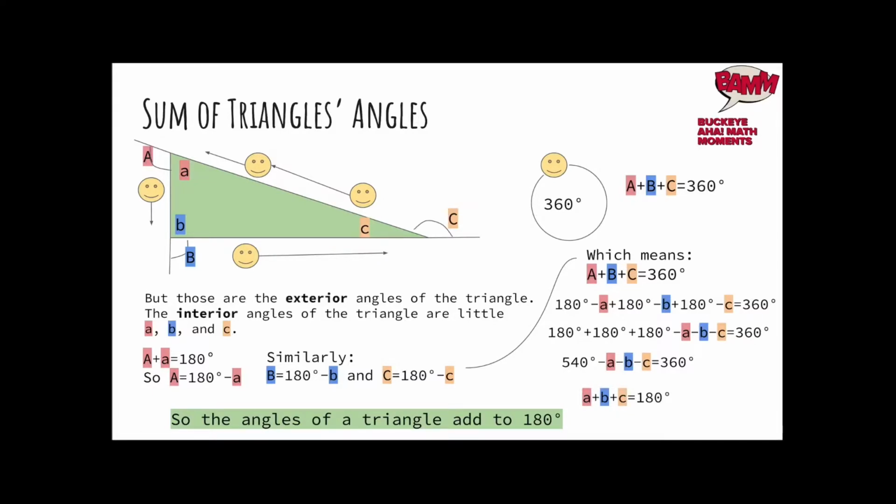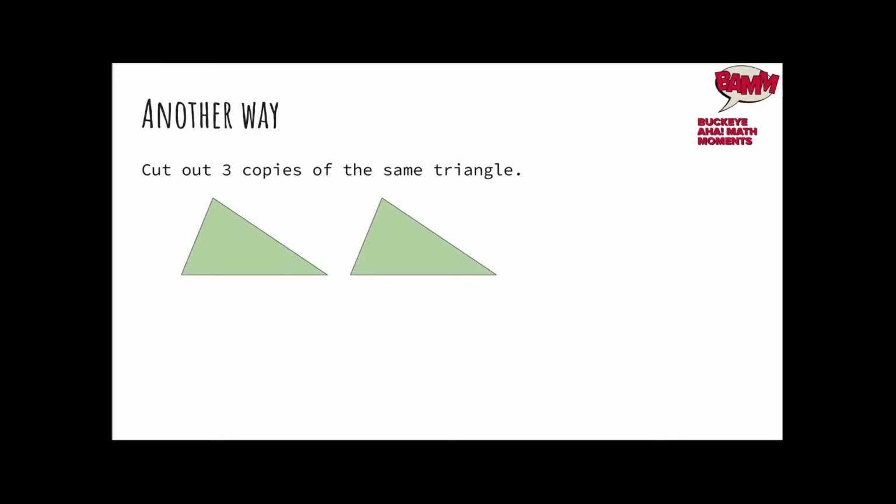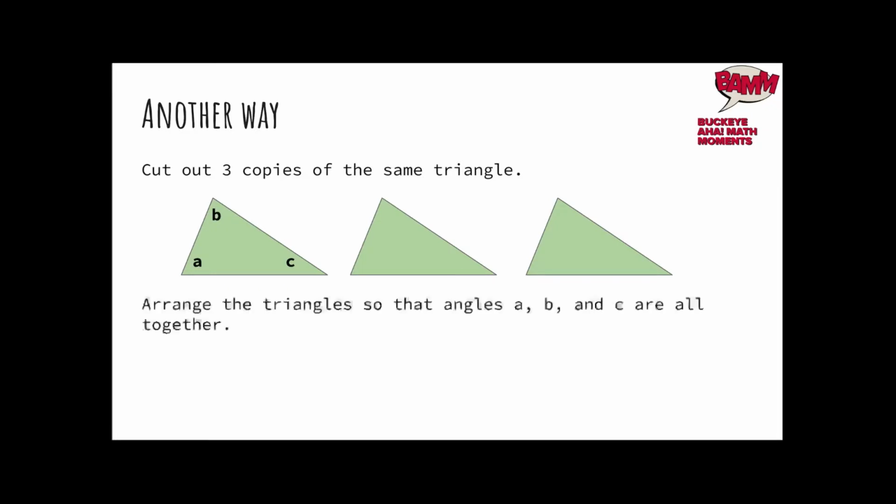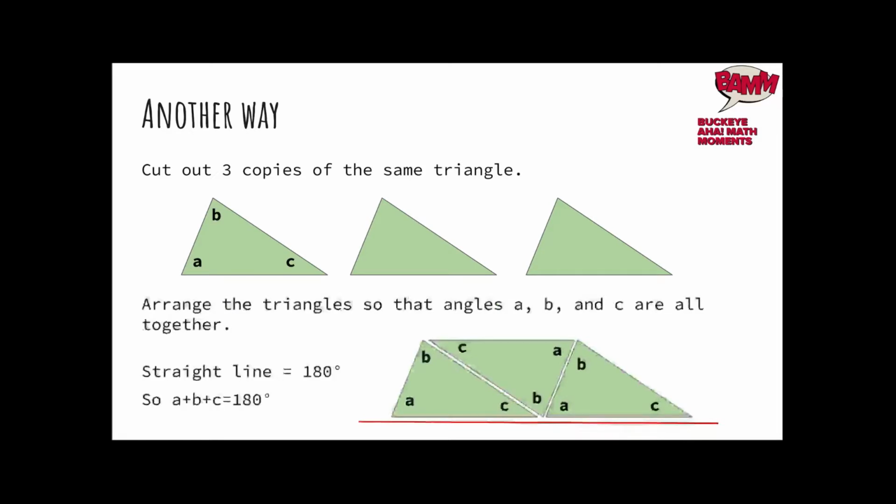Another way you can convince yourself that the angles of a triangle add up to 180 is to cut out 3 copies of the same triangle and label their angles A, B, and C. Then rearrange those 3 triangles so that the angles A, B, and C are all fitting together, kind of like this. And you'll notice that when you arrange the triangles this way, no matter what triangle you cut out, they will always be able to form a straight line. And a straight line is 180 degrees, which also tells us that A, B, and C add up to 180 degrees.